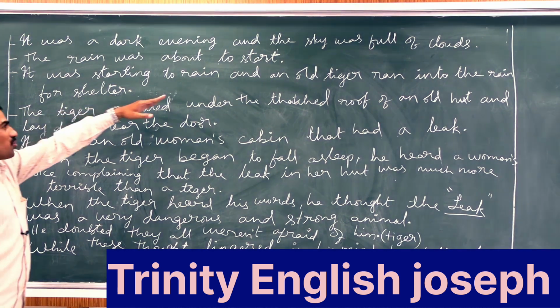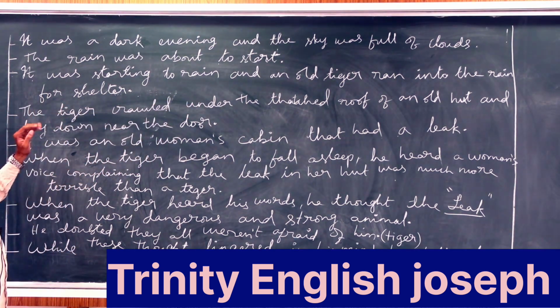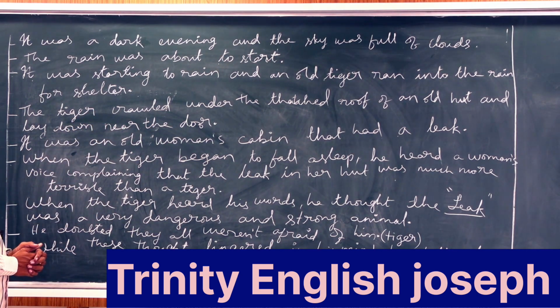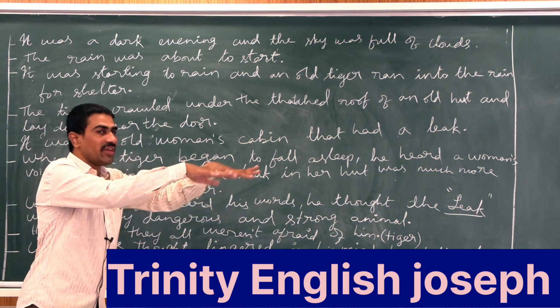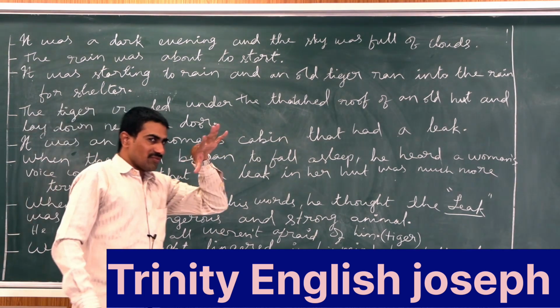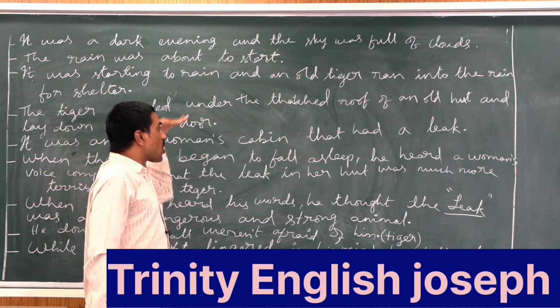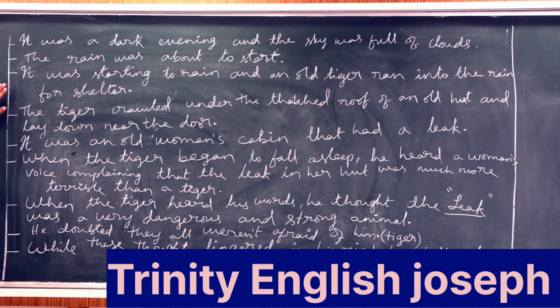It was starting to rain, and an old tiger ran into the rain for shelter. The tiger crawled under the thatched roof of an old hut and lay down near the door. Crawl is to bend and then go into something. And here the tiger was searching for a shelter, and then this tiger crawled under the thatched roof of an old hut and lay down near the door.